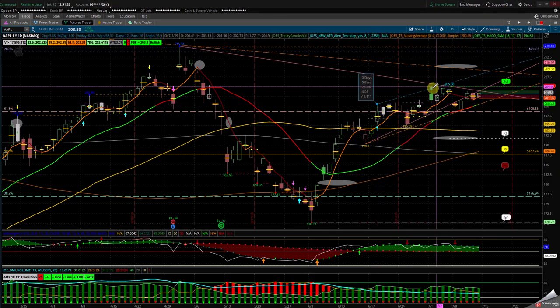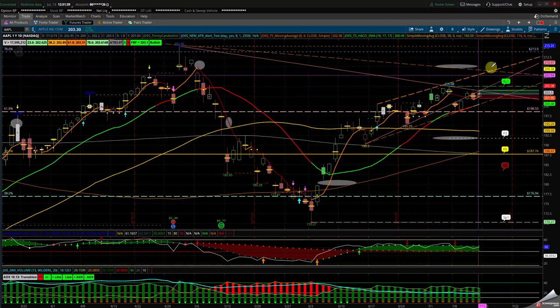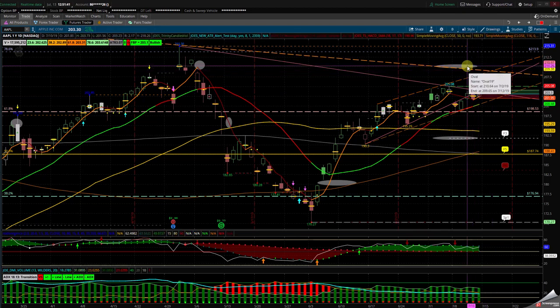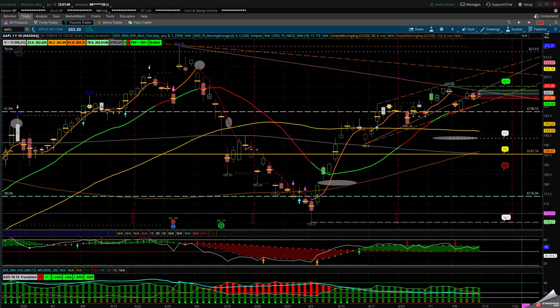To the nearest high here, and this is a parallel channel wedging. If we break the 50, we continue to this side, and this is where my oval would be for the first target. What I'm going to do, remove it, and we're going to draw an oval on Apple.